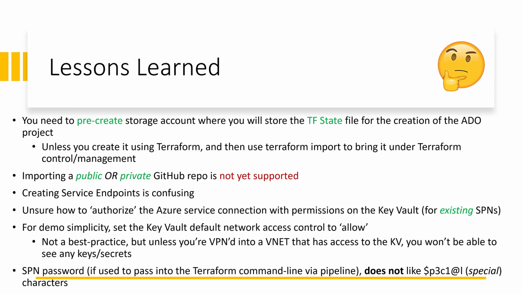And I discovered that the password that's being generated for the SPN, that random provider, of course, has special characters as an option for a more complex password. But I found that if you're using that variable from the key vault into the variable group that's then passed into the pipeline command line, it doesn't like specific special characters. So let me give you an example of that.